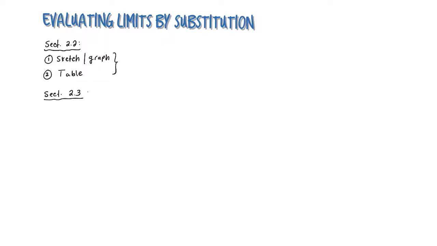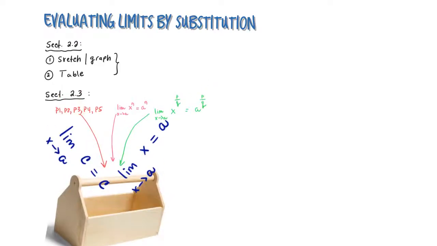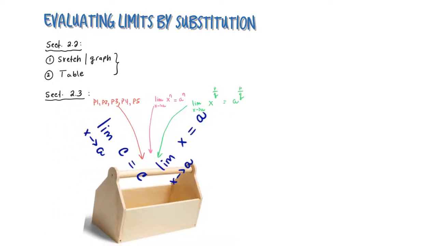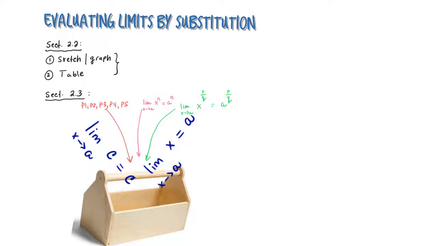Then came section 2.3. And 2.3 said, okay, we need tools. We'll need algebraic tools that would help us find limits a little bit more efficiently, something that doesn't rely on a graph or on tables. And if you remember, some of those tools were collected at the very end in this particular diagram. I had a toolbox so that you would think of, okay, we're collecting tools to be able to help us evaluate limits.